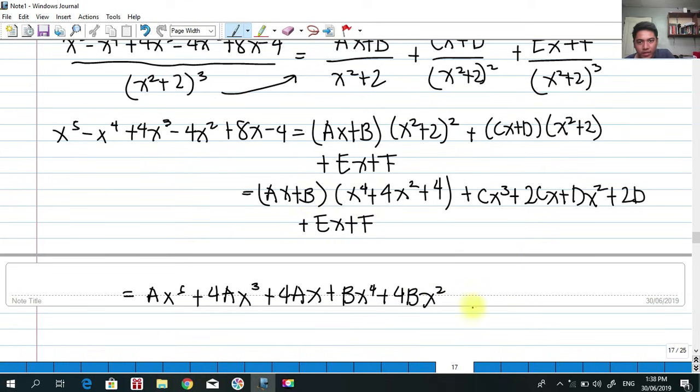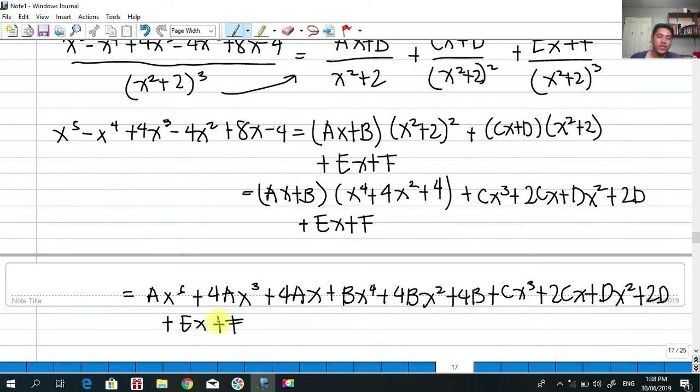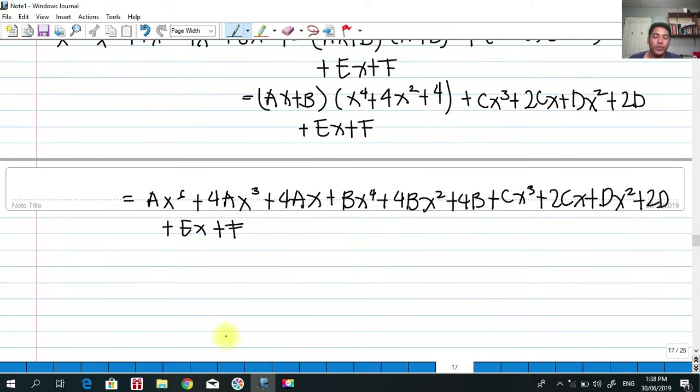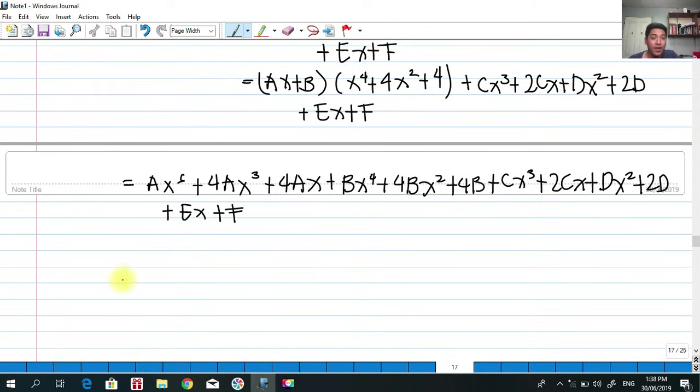Finally, b times 4, that is plus 4b. And we have cx cubed plus 2cx plus dx squared. It's quite lengthy, okay? But if you get used to solving this integral by partial fractions, then it would be really easy for you.